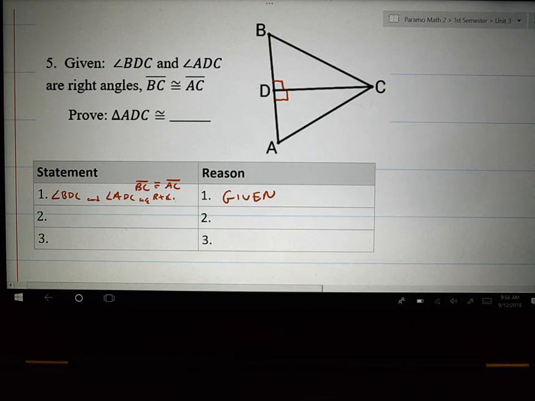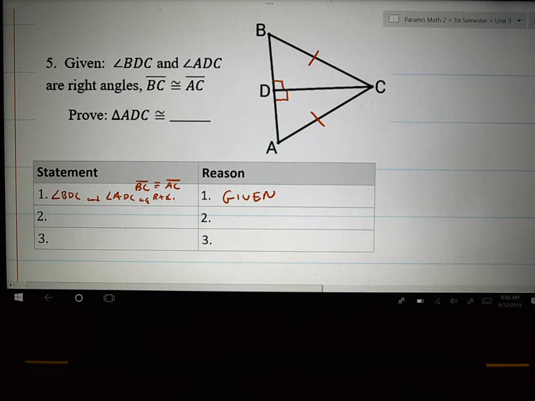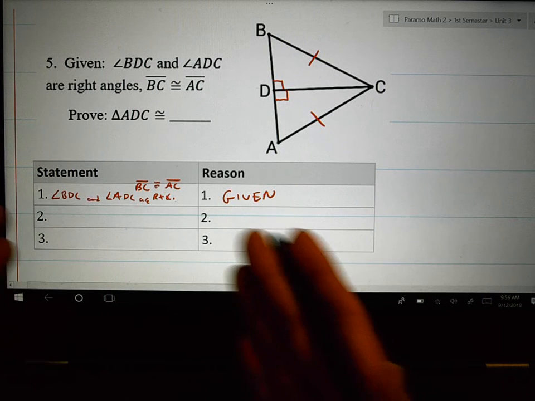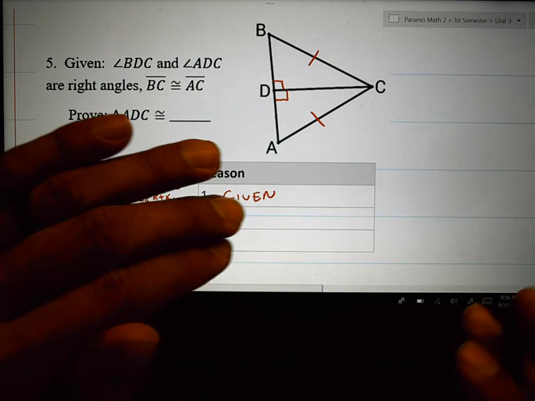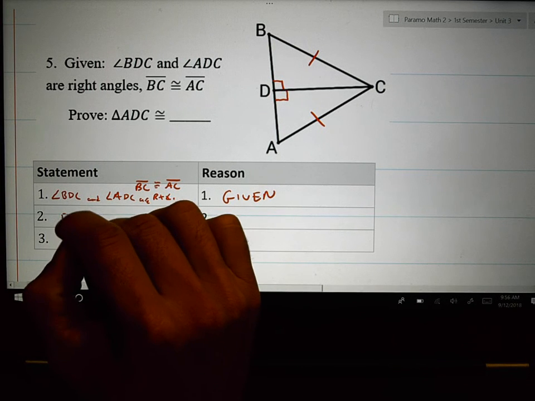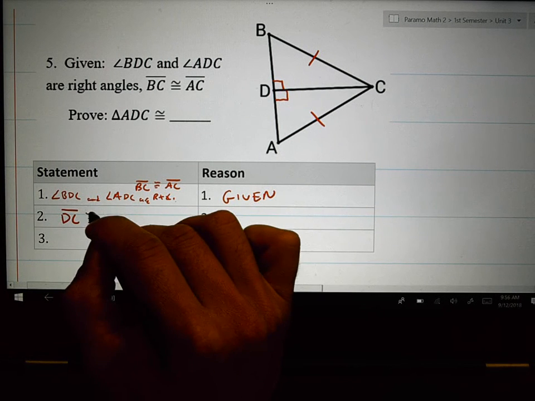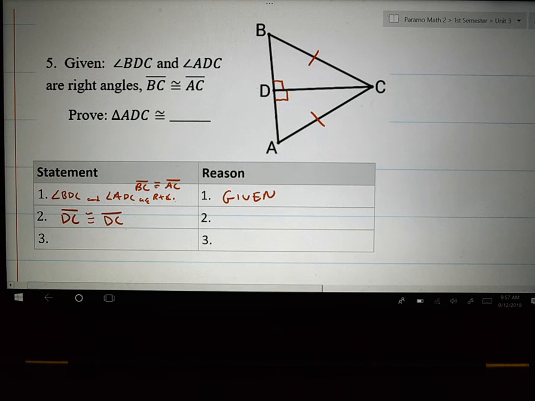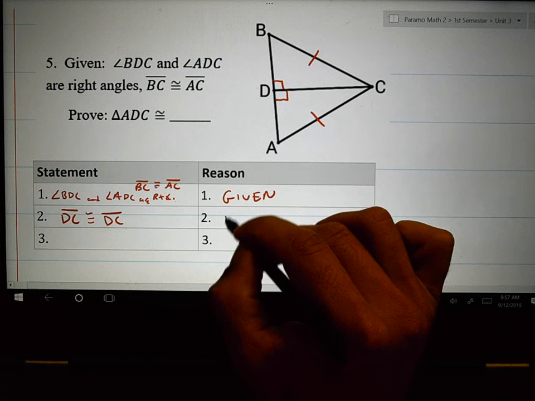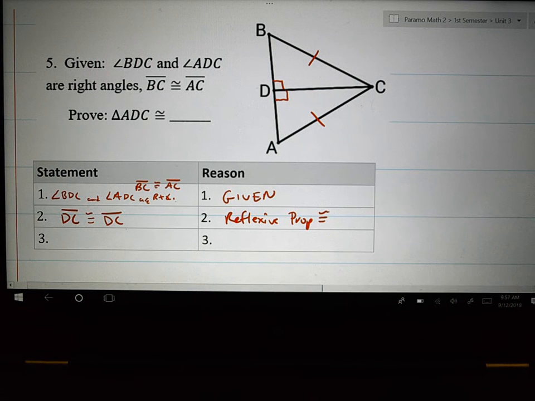The other thing that's given to me is that BC is congruent to AC. So I'm going to put a single and a single. Now, I don't know what else is here, but is there anything else that I know is congruent to itself in these two triangles? Something that might be the same as itself. Shared. DC. You could also say CD. Order doesn't matter here. DC is congruent to. You have to make that statement. The reason is reflexive property of congruence. Then you can add that to your picture.